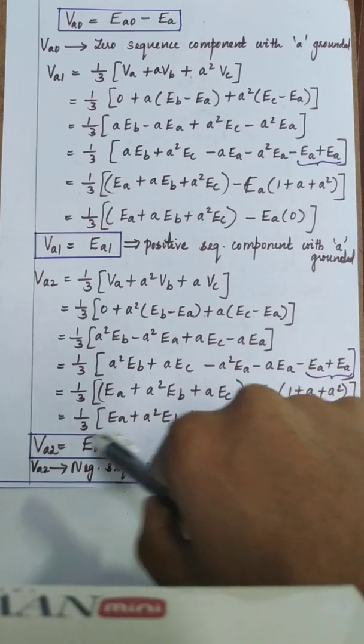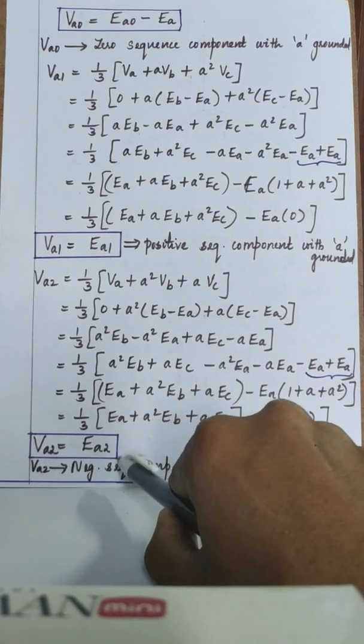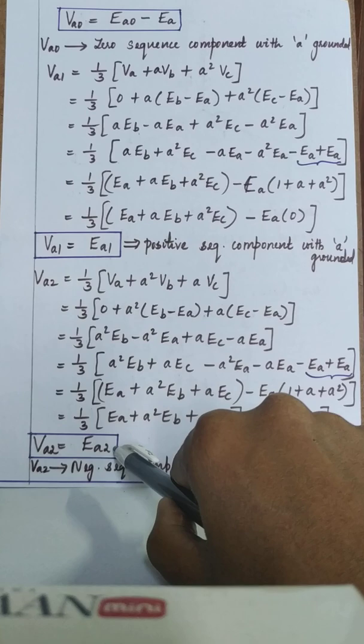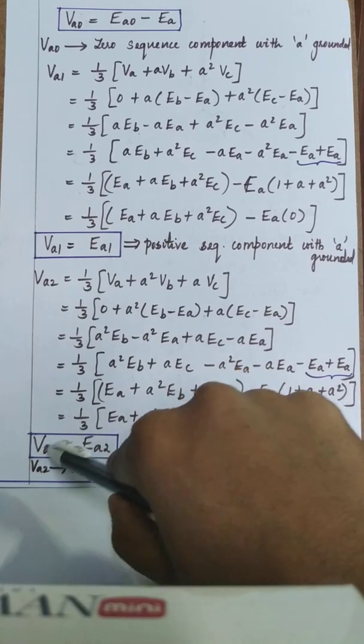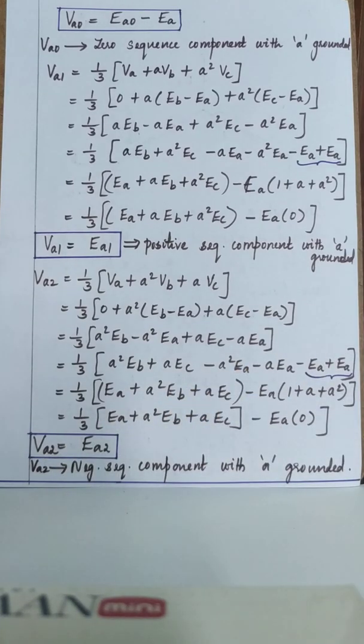So what we got is VA2 is equal to EA2. The negative sequence component with A grounded is equal to the negative sequence component with neutral grounded.